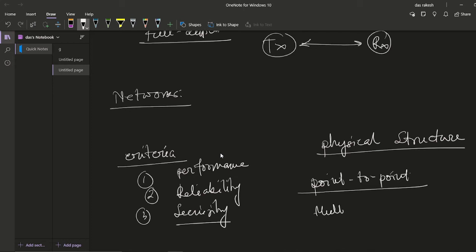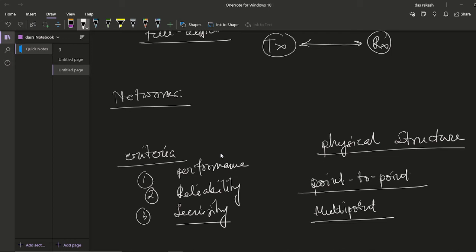This is very important. What is the concept of multi-point connection? A multi-point connection is one in which more than two specific devices share a single link. That is known as multi-point communication or multi-drop communication.